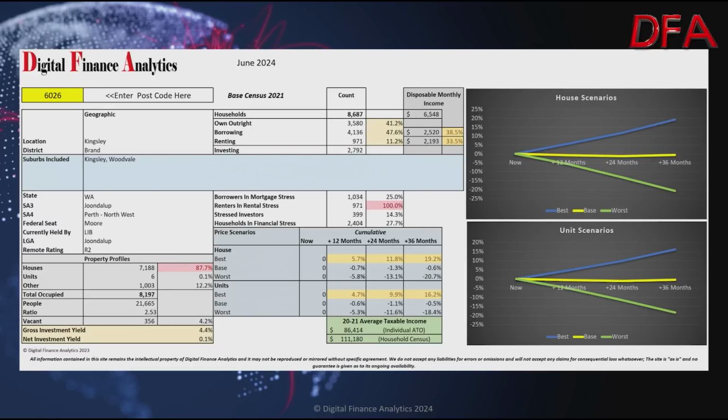So looking at the scenarios typical of Western Australia, we see significant rises, maybe as high as 19% over the next 3 years. That's the best case scenario. Base case would be a relatively small fall, and the worst case scenario would be a fall of around 20%. Units following somewhat similarly.